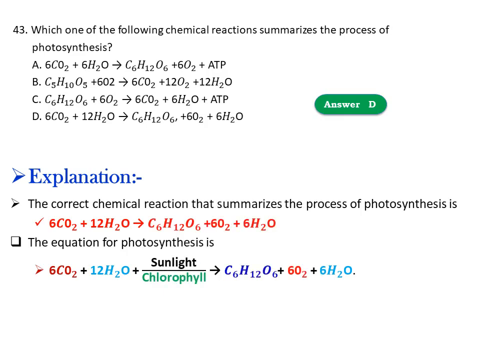The correct chemical reaction that summarizes photosynthesis is that carbon dioxide plus water, in the presence of sunlight and chlorophyll, gives glucose plus oxygen and water.